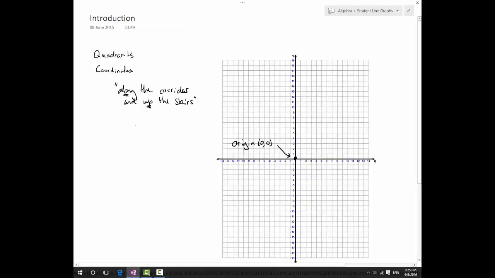And let's say we wanted to go to this point here, the x that's there. Well, for this we'd go 1, 2, 3, 4, 5, 6, 7, 8, 9 across. So that would be 9 across, and then we'd go 1, 2, 3 up. So the coordinates of the x would be 9, 3.